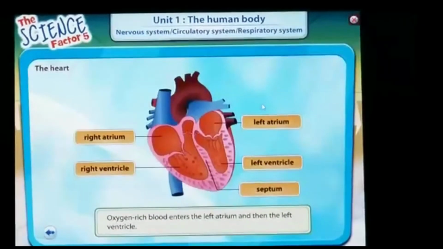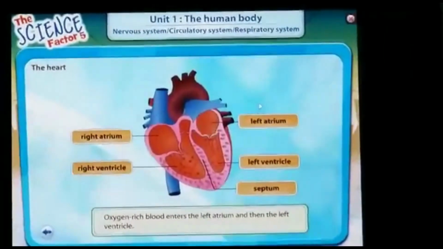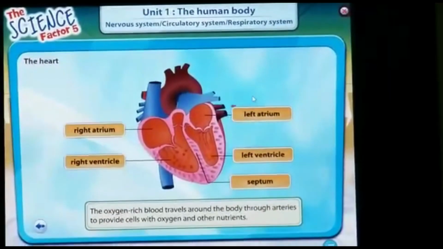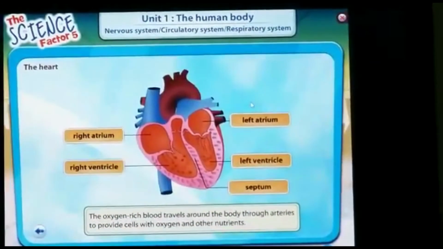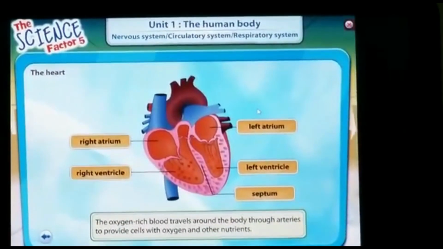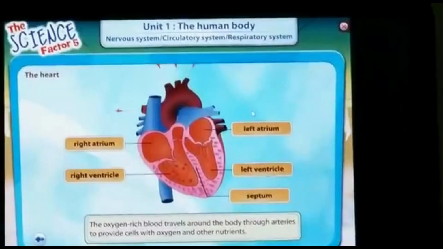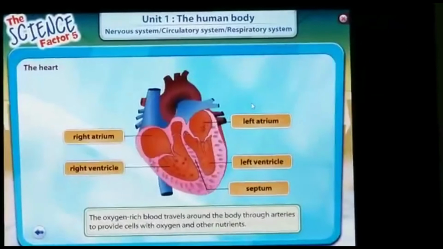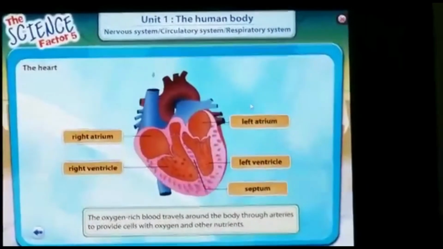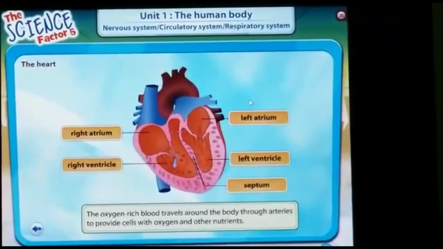From the lungs, the oxygen-rich blood enters the left atrium. It is then pumped into the left ventricle. From the left ventricle, the oxygen-rich blood travels around the body through arteries to provide cells with oxygen and other nutrients. At the same time, it collects carbon dioxide and waste material from the cells and again goes into the right atrium. In this way, the blood circulation continues in the body.